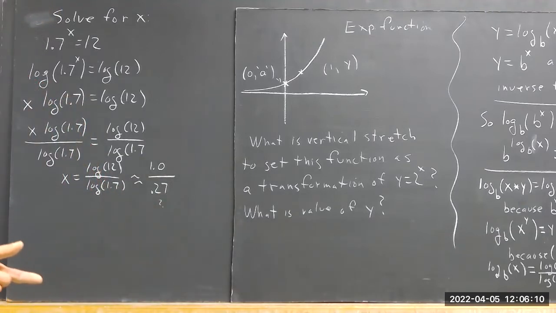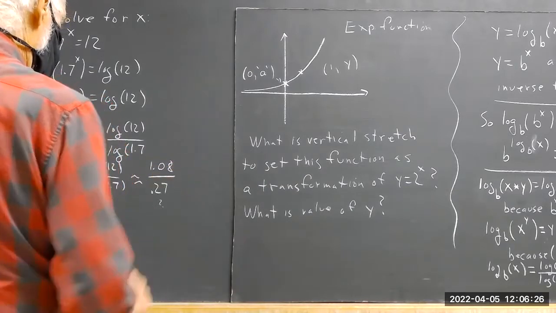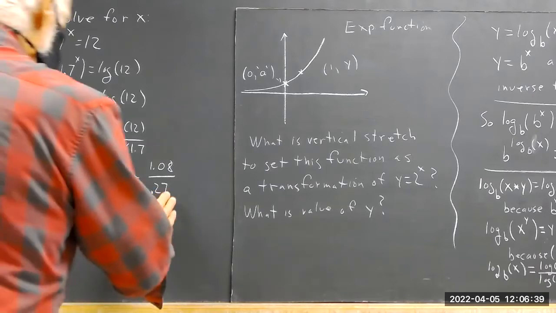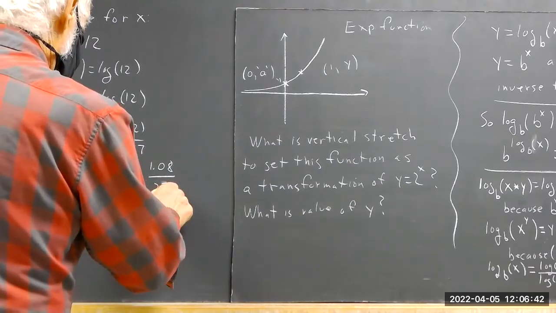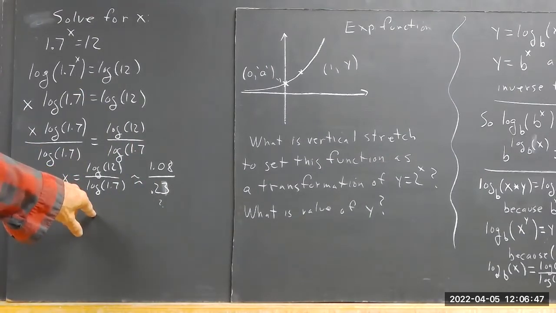Mark, what's the log of 12? 1.0778. Okay, so it's about 1.08. And the log of 1.7 is what? 0.23. I thought 0.27, but that's hard to interpolate. Incidentally, the log here is the base 10 log, as you'll see.